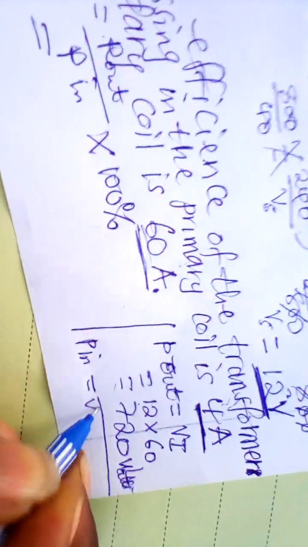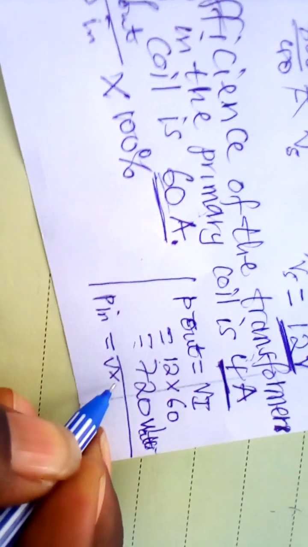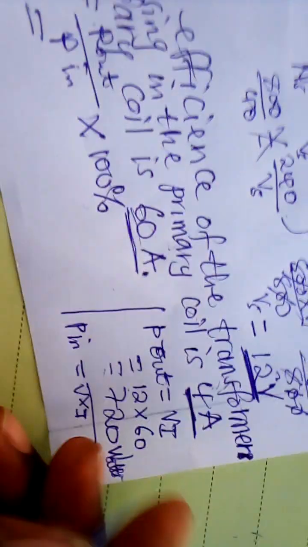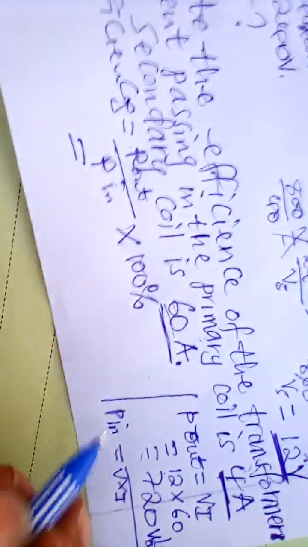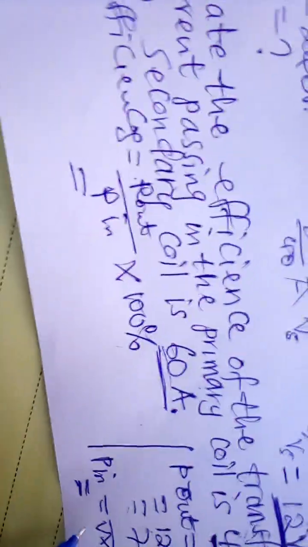Now, what's the power now in primary? So power in primary, let's calculate here. So the power in is equals to voltage times current, which is VI. Okay, so now in this case, the power in is equals to voltage in primary. We have been given, it is this one, which is 240.